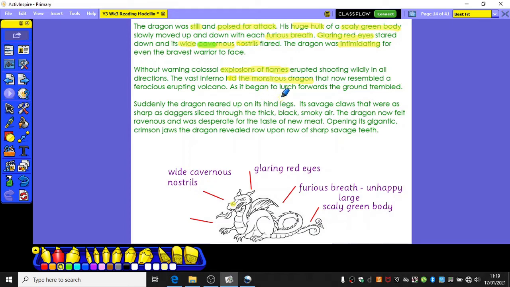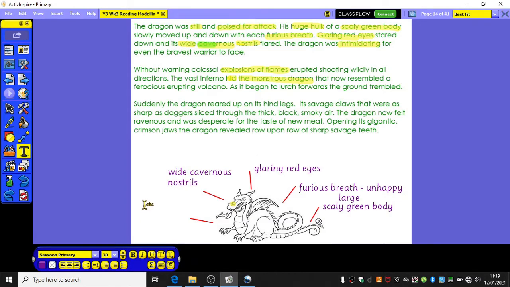Is there much about there about actually what I can put down about the dragon in that paragraph? I can say he's monstrous, but that's coming back to being large, doesn't it? And being furious. So I'm sort of repeating myself at that point. I think I would move on. Suddenly the dragon reared up on its hind legs. Its savage claws that were as sharp as daggers sliced through the thick, black, smoky air.